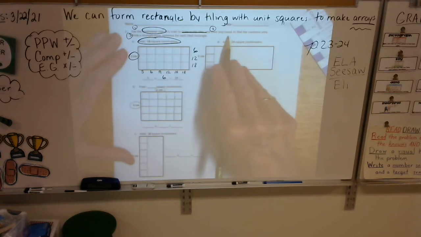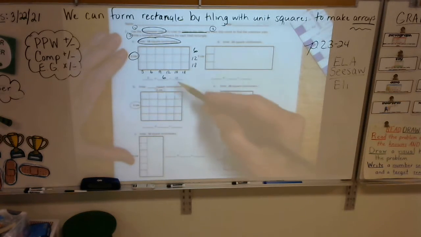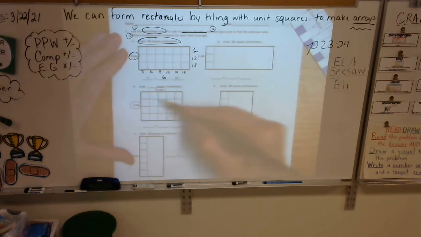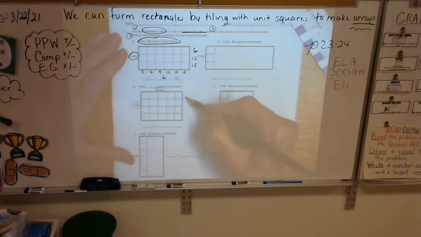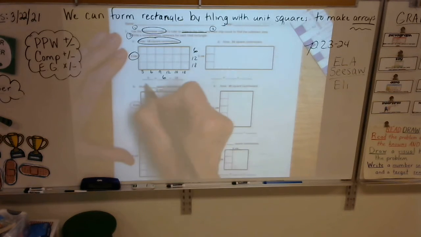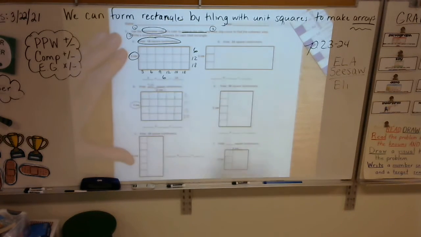Now I need to skip count to find the unknown area. So on this particular one, I can skip count by either rows or columns. So I'm going to start like we do typically with arrays. I'm going to skip count my rows. So it's 1, 2, 3, 4, 5. 5 more would be 10. 5 more would be 15, and 5 more would be 20. So our total area is 20 square centimeters.